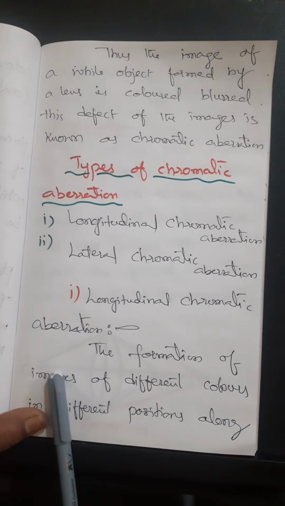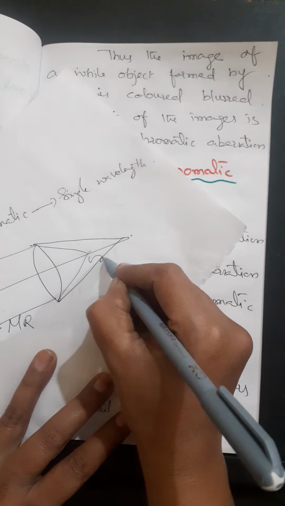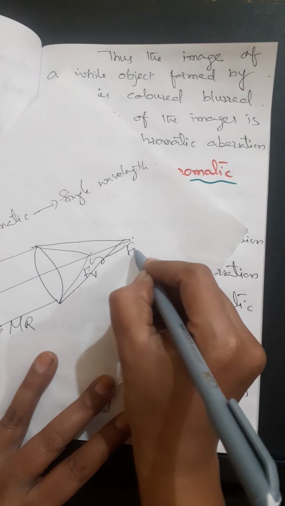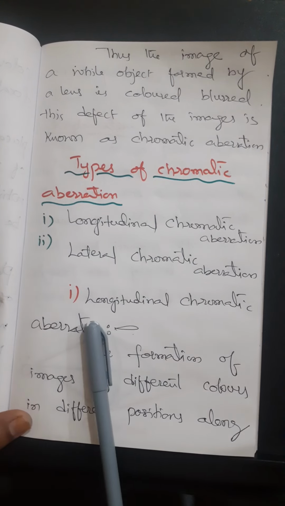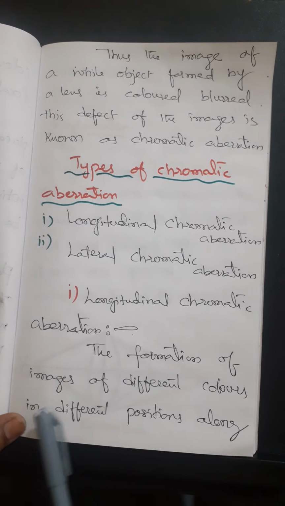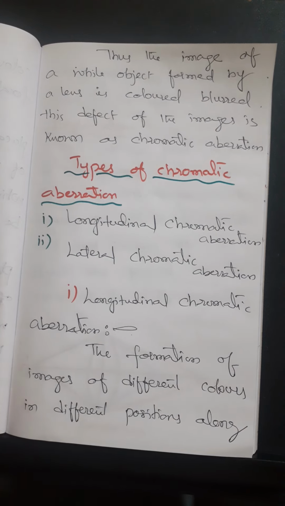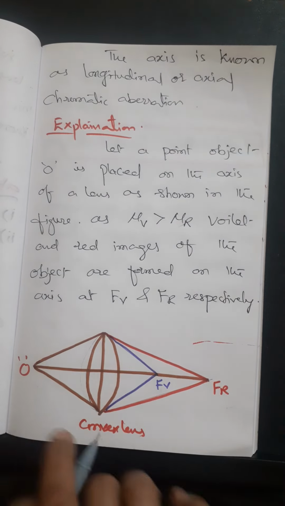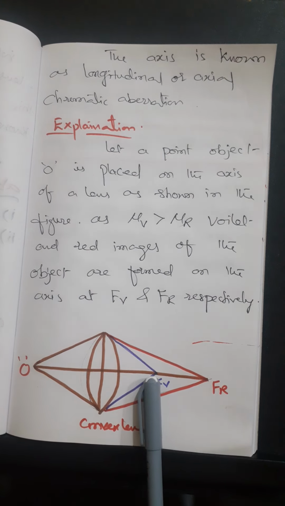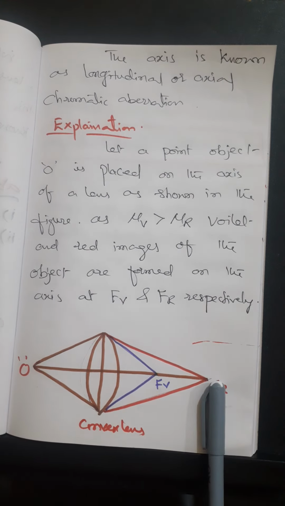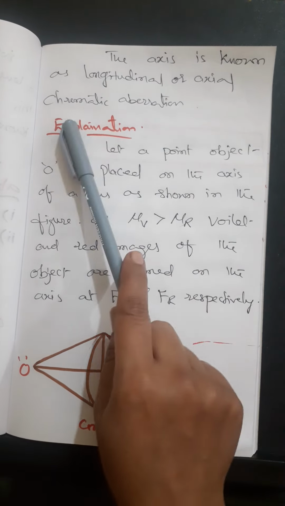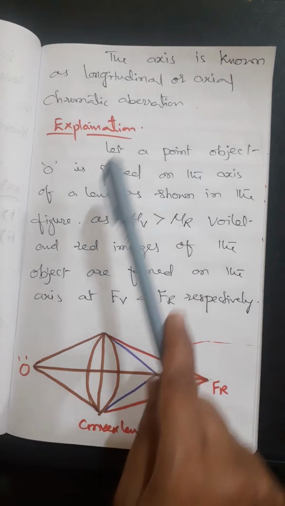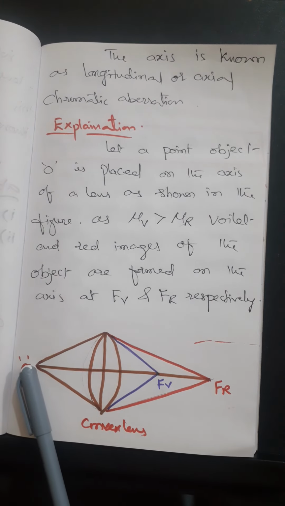Longitudinal chromatic aberration is nothing but the distance between Fv and Fr. Just for the explanation I wrote here: longitudinal chromatic aberration is the formation of images of different colors at different positions. Just now I told you the image is formed at different positions on the axis; this is known as longitudinal or axial chromatic aberration. For this purpose we have taken a point object.